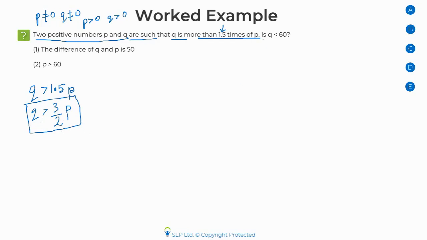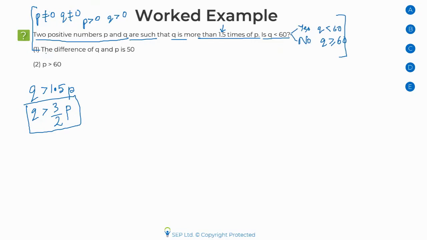All right. Now, the stem is Q less than 60? We've already analyzed this stem. We know what the yes means. We know what the no means. Yes is Q less than 60. No is Q more than or equal to 60. Now that we have analyzed the question, now that we have spent enough time on the question, time to move to the statements. First statement alone.